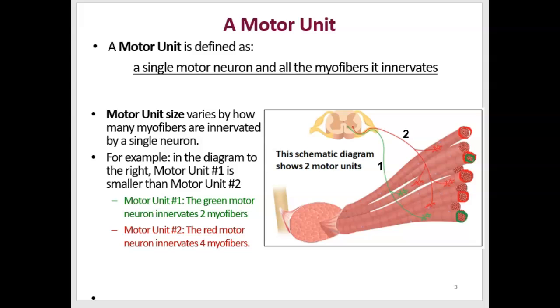Now, motor unit size can vary, and it varies by how many myofibers are innervated. For example, in the diagram to the right, the motor unit labeled number 1 is smaller than the motor unit labeled number 2. Motor unit number 1 is green, and it involves a single green motor neuron and innervates 2 myofibers. The second motor unit includes a red motor neuron innervating 4 muscle cells. So they vary in size.